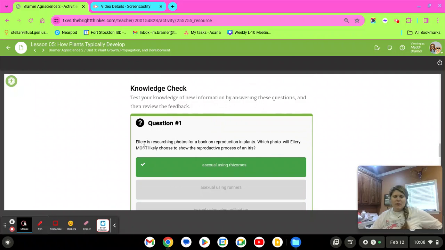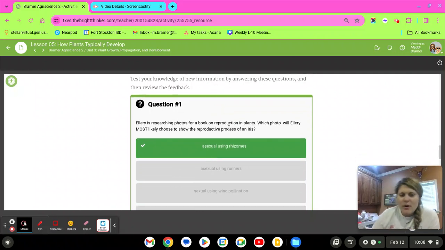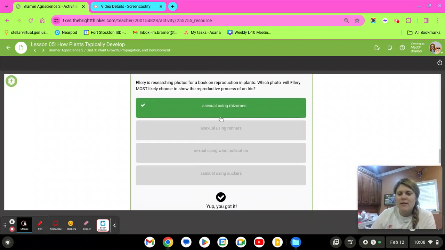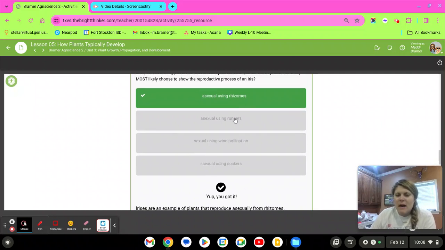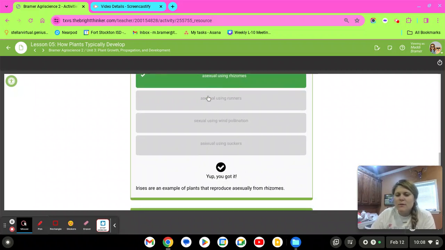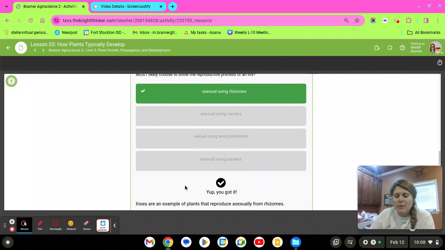All right, so number 1, Ellery is researching photos for a book on reproduction in plants. Which photo will they most likely choose to show the reproductive process of an iris? Remember, they are asexual, using rhizomes. That's their bulbs. Remember, we separate the bulbs. Irises grow through bulbs.